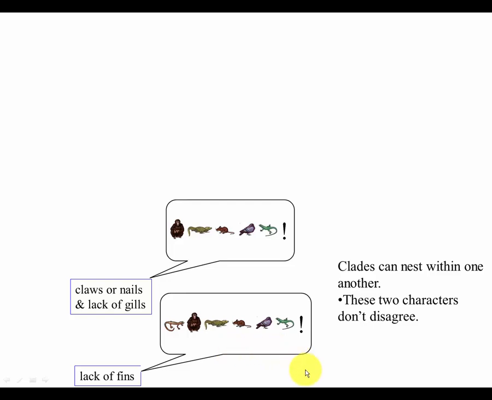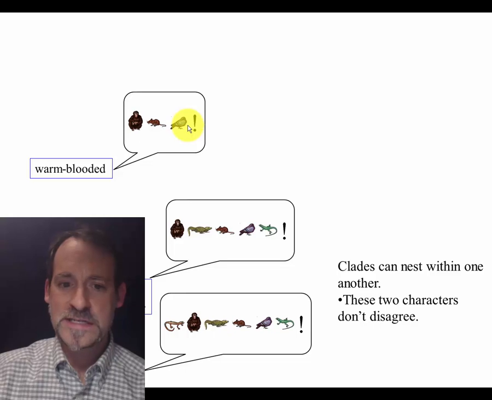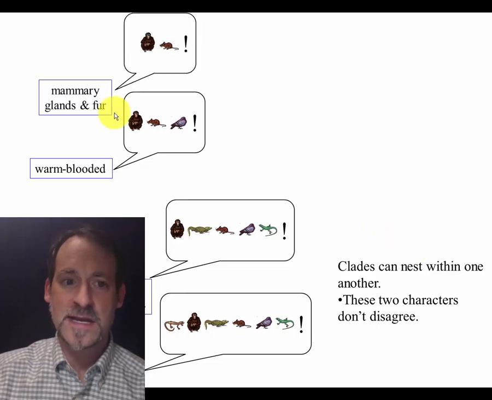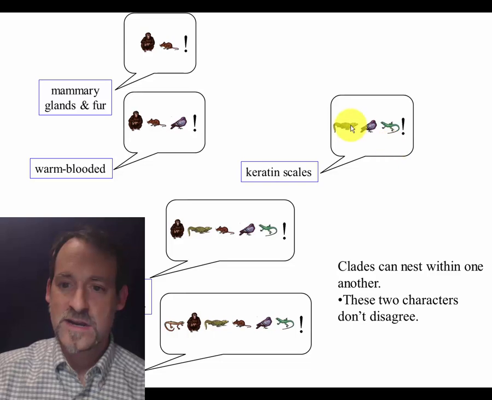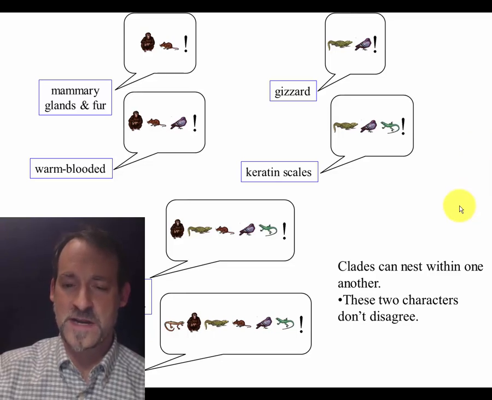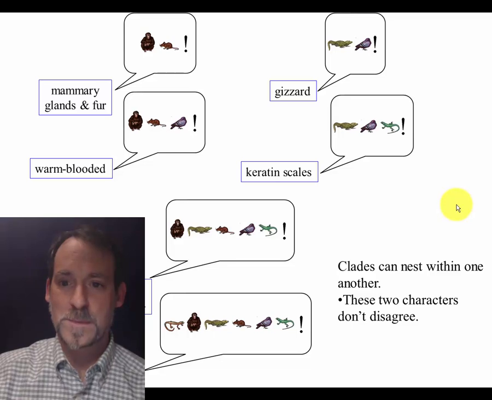So, okay, we haven't found any problems yet. Well, okay, warm-bloodedness, yeah, that does not disagree with this character. It would nest just fine in here. And mammary glands and fur, those two characters would both nest just fine within that. Let's see, carrot and scales, that nests just fine into here, and gizzard nests just fine into there. Okay, except there's one problem.